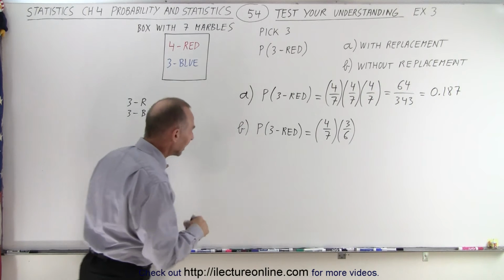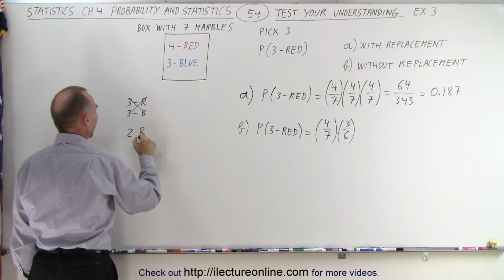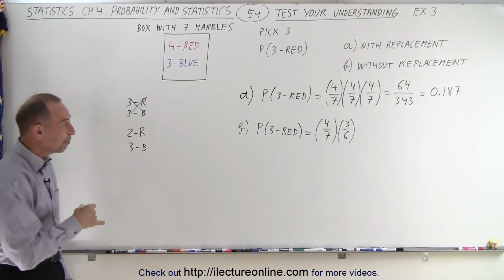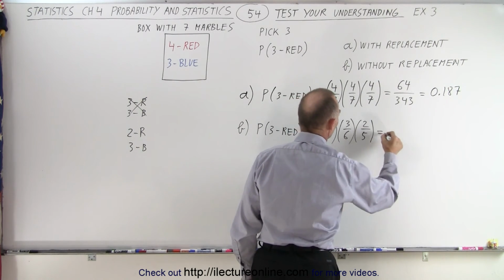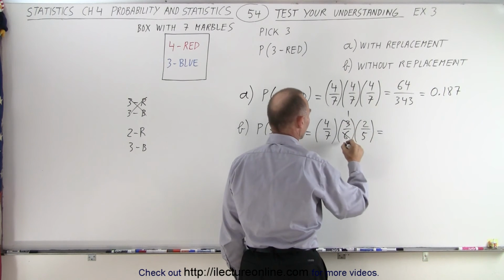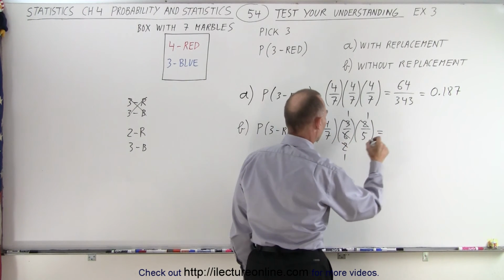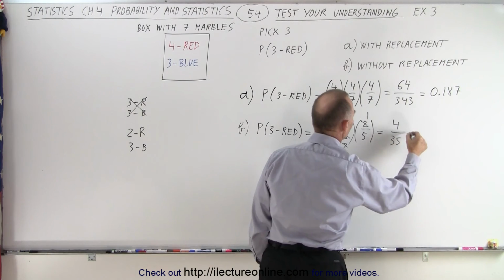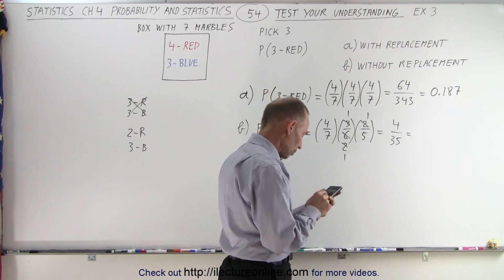And then of course, if we pick the red marble, then we'll only have 2 red left and 3 blue. So now when we pick a marble, it's only 2 out of 5. That's the probability that we'll pull out a red marble. So when we multiply all these out, 3 and 6 becomes 1 and 2, 2 and 2 cancels out. So it ends up with a 4 in the numerator and a 35 in the denominator. So you can see there's a much smaller probability to end up with 3 red marbles.